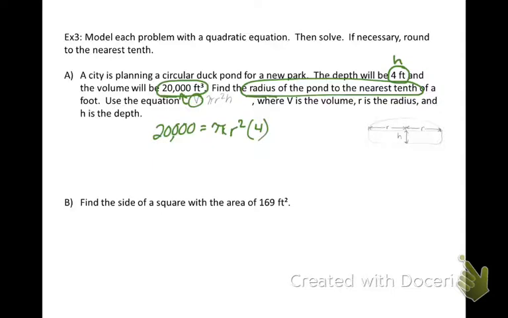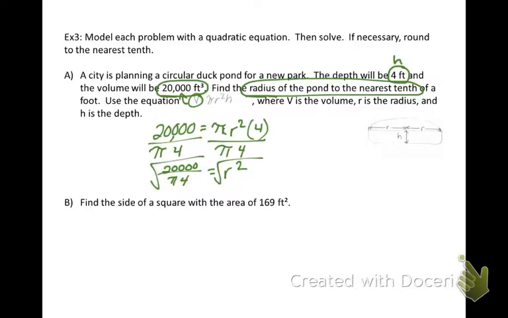Okay, we want to find out radius. So we want to get r by itself. So both the pi and the 4 are multiplying to r squared. So we're going to divide both sides by pi 4. So you have 20,000 over pi 4 equals r squared. Don't do the math for it yet on your calculator. And then we're going to square root both sides.